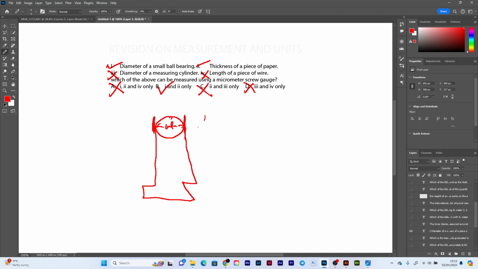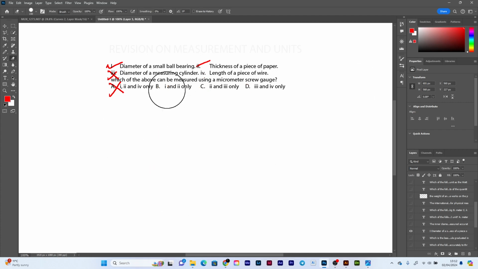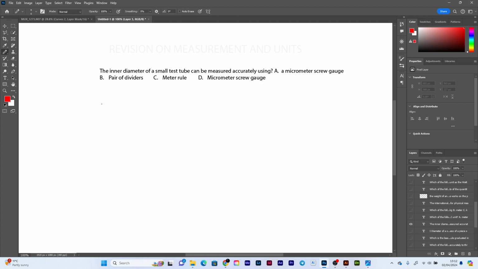I hope you understand how I was able to analyze those questions for you, because I don't just want to pick the answer for picking sake. There's still more for you to learn. Now, the next question says, the inner diameter of a small test tube can be measured accurately using. So, inner diameter of a small test tube. I want you to let me know in the comment section, did you get it right?